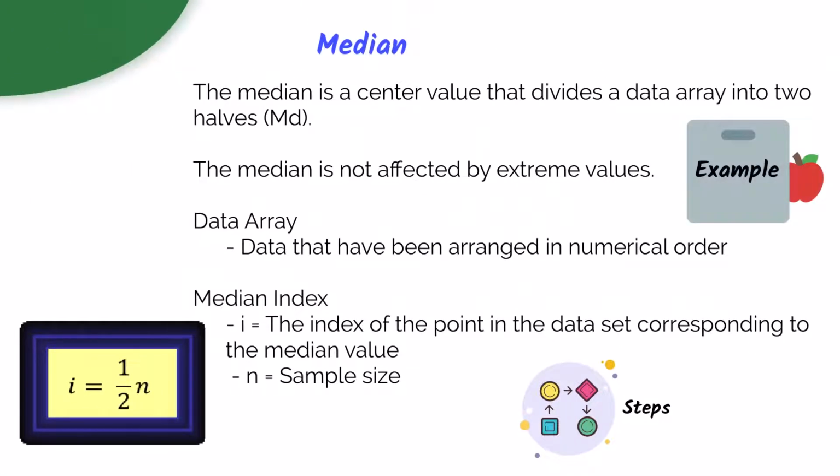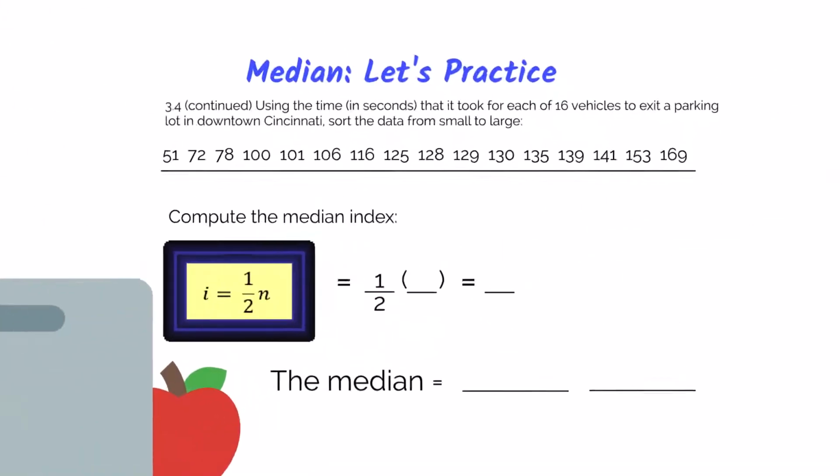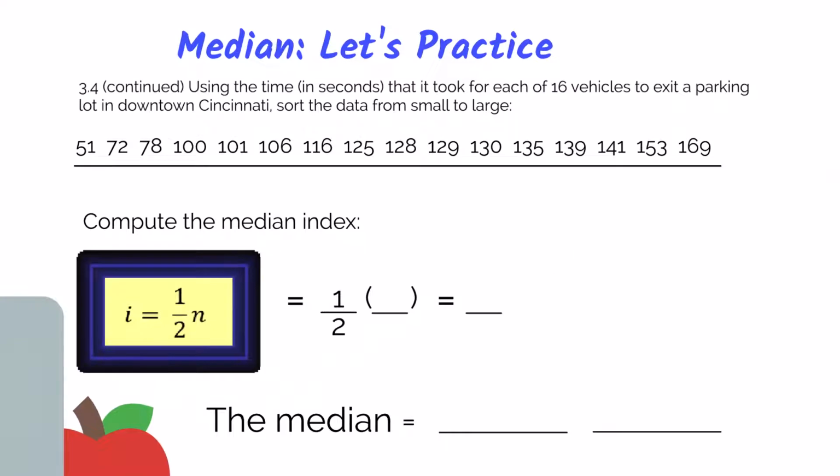So that might be confusing without an example, so let's walk through that now. Here we'll continue with problem 3.4. It's still our same 16 cars in that parking lot, but now we're going to find the median. The first thing you want to do is take the data values that you can see on the worksheet, and then order them from smallest to largest.